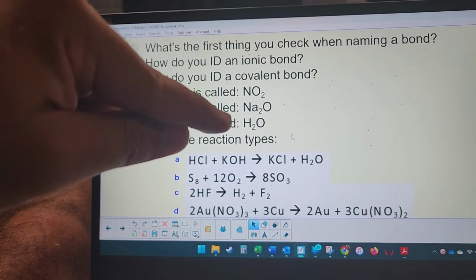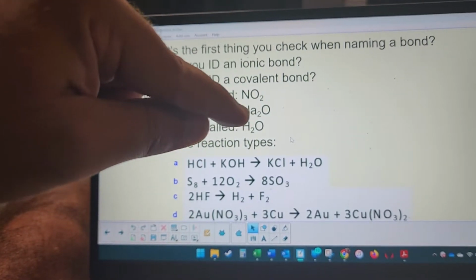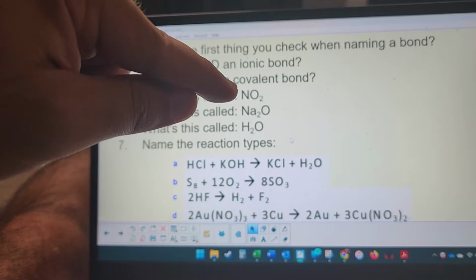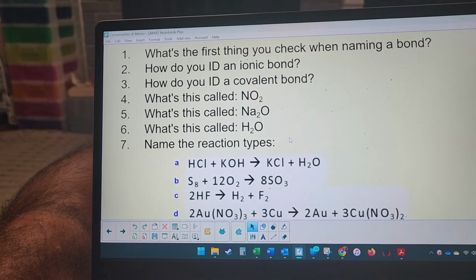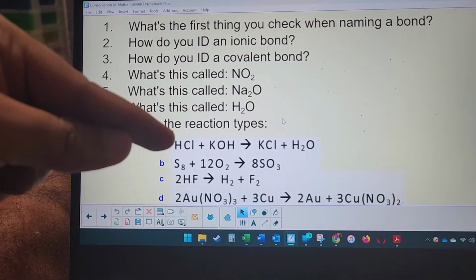You could just say water, or you could give it the chemical name dihydrogen monoxide. Only use mono second. You'll notice we did not use mono here, with the nitrogen, but we do use it with the oxygen there, because it came second. Name the reaction types here for A.